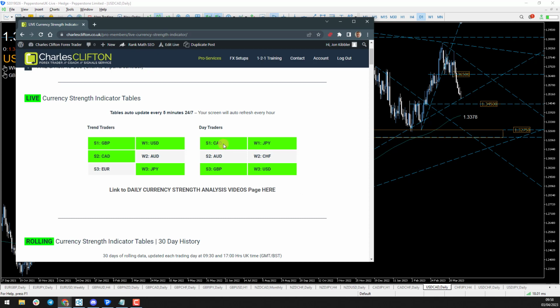I'm actually going to look at a currency pair we haven't taken a look at in a very long time, which is dollar CAD. We can see that obviously dollar is the weakest currency from the trend traders point of view, topping it, and we've got the dollar being W3 here on the day traders. So I'm going to have a little look at that potential weakness to continue.